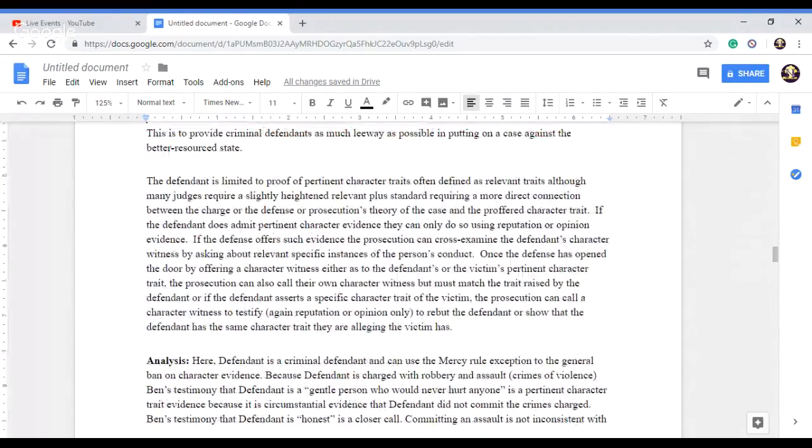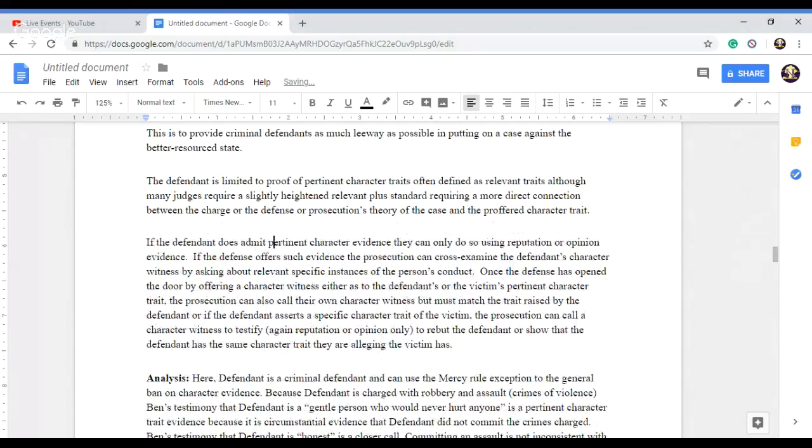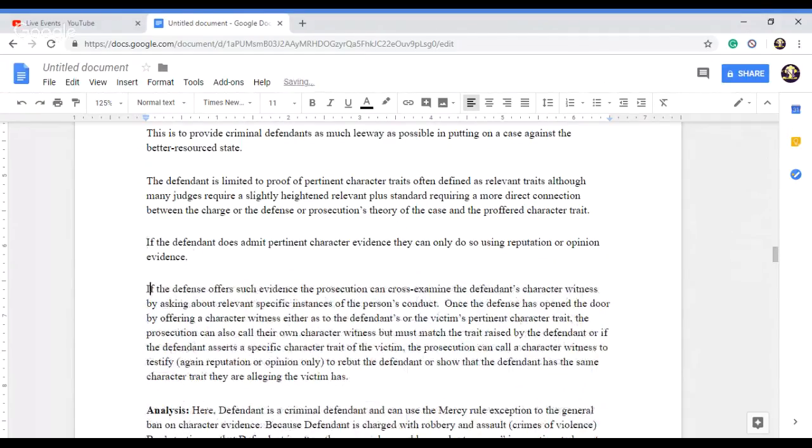Now, it goes on. This is a longer rule. The defendant is limited to proof of pertinent character traits, often defined as relevant traits, although many judges require a slightly heightened relevance plus standard regarding a more direct connection between the charge or the defense or the prosecution's theory of the case and the proffered character trait. If the defendant does admit a pertinent character trait, they can do so using reputation and opinion evidence. So this is methods of proving character. And if the defendant offers such evidence, the prosecution can rebut, right?